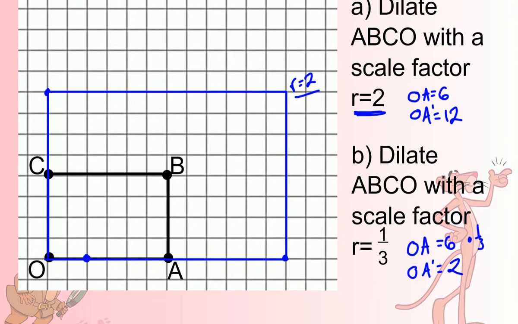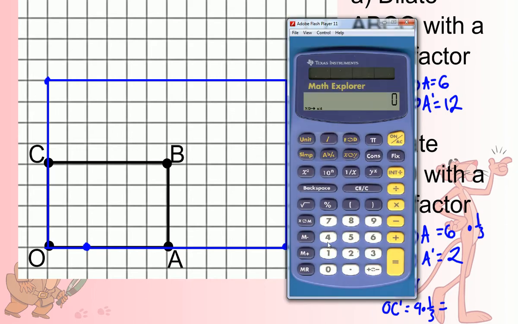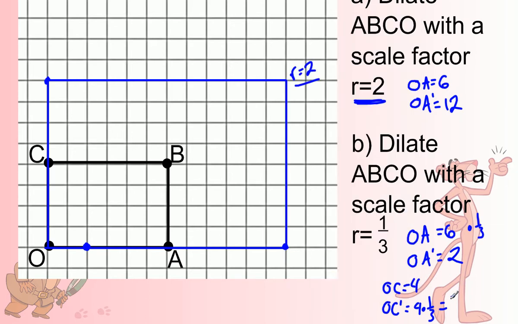And the other side, OC, is 4, so OC prime would be 4 times 1/3, which, as a decimal as best we can, gives us about 1.3. So 1.3 would be someplace in here.